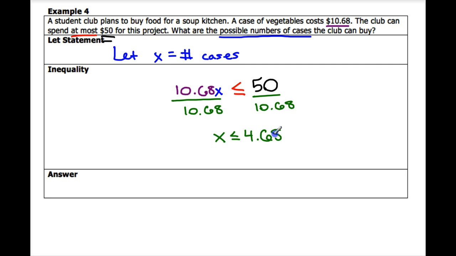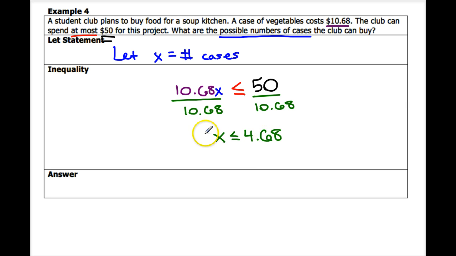So x is less than or equal to 4.68. Again, we need to think about our answer in the context of the problem. We're buying whole cases of vegetables here, so we can't do a decimal part of a case. Normally, if you see something like 4.68, you round that number up because after the decimal place you have a 0.6. Normally we would round that up to 5. That's the rule: anything 5 or above you round up.